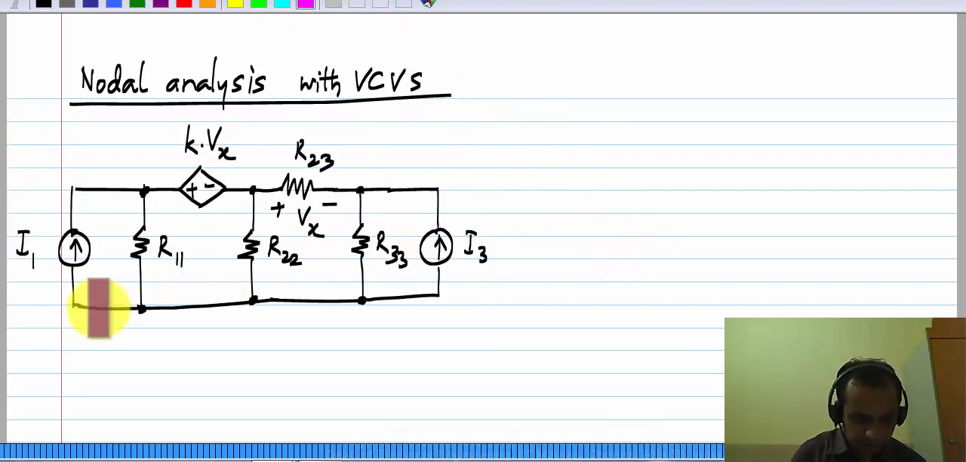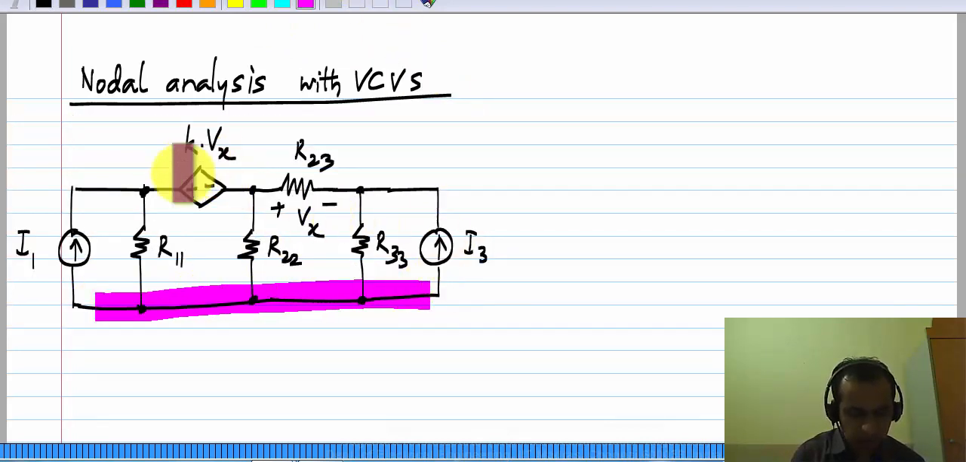Again, for simplicity, I have taken a 3-node circuit and modified it slightly to contain a voltage controlled voltage source. The bottom node is the reference node. Now, this case, as I said, is very similar to when we had an independent voltage source. Let me define the node voltages V1, V2 and V3.